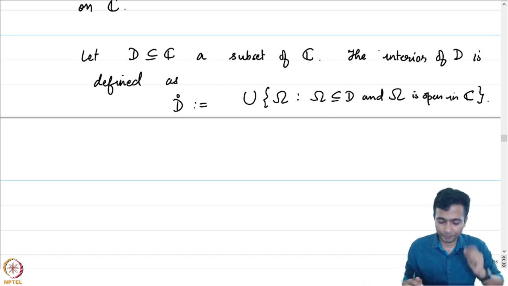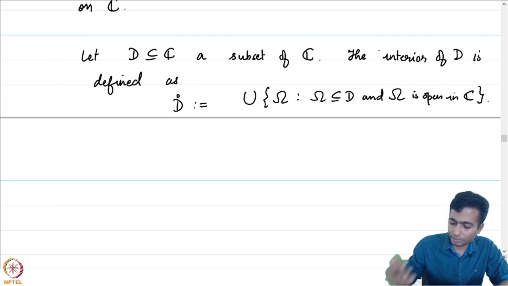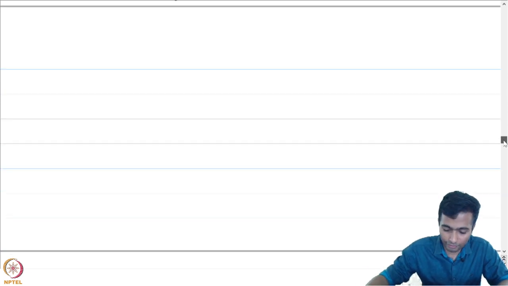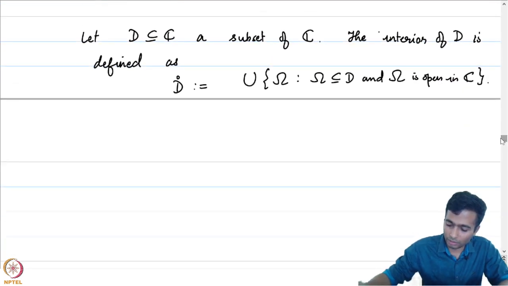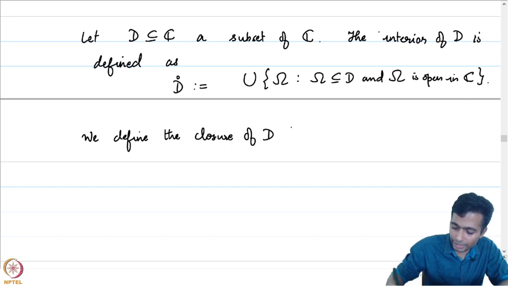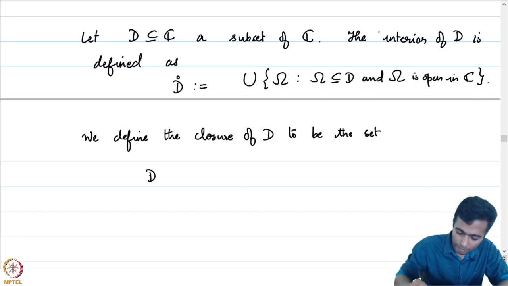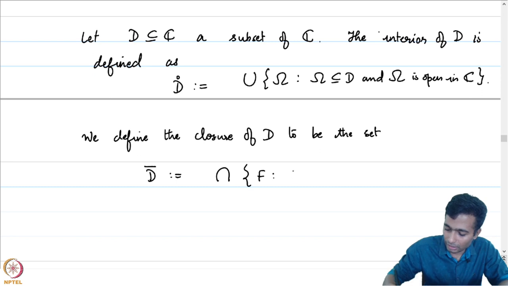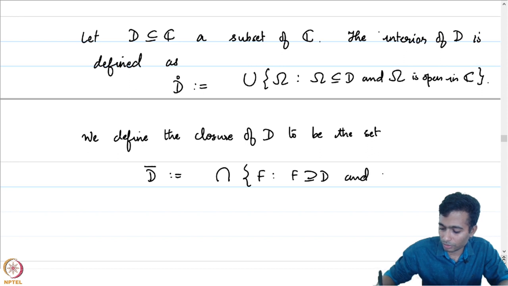You look at the union over all such open sets which are contained in D, whatever we get is called the interior of D. In a similar manner, we can talk about the closure of a given set. Let D be a subset of C. We define the closure of D, commonly denoted by putting a bar on top, D bar, to be the intersection of all F such that F contains D and F is closed in C.